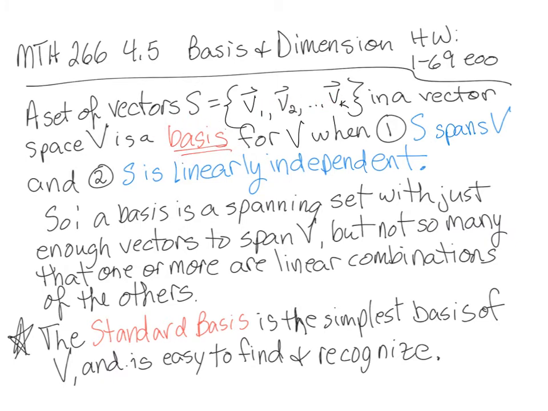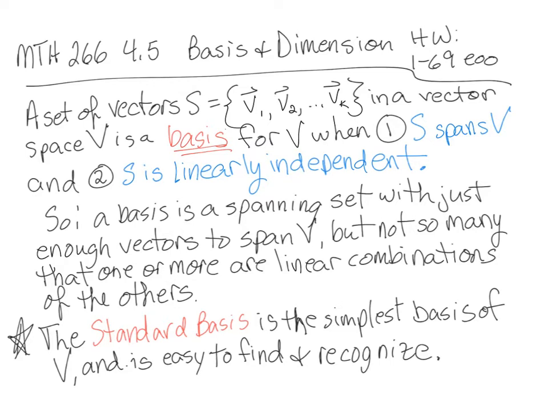What a basis is, is a spanning set that is just the right size, okay? It's got enough vectors to span V, but it doesn't have anything it doesn't need. It doesn't have any extra vectors, because if it has any extra vectors that are not necessary, then one of them will be a linear combination of another, okay? So you take a spanning set and you check to see if it's linearly independent. If it is, then it is a basis for that vector space V.